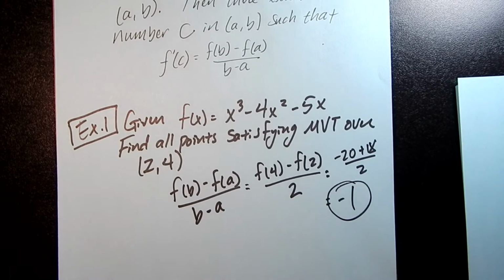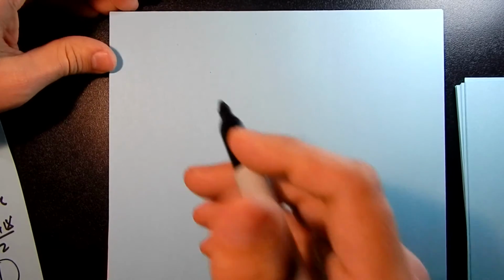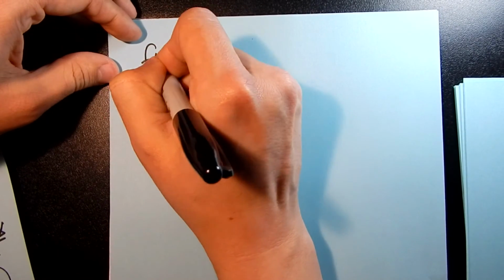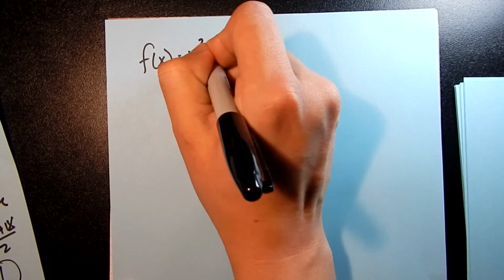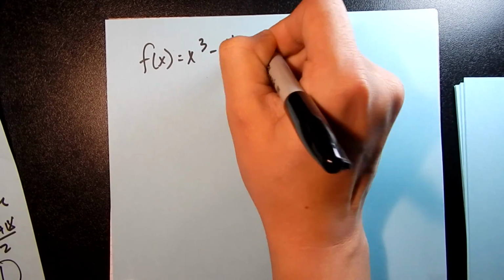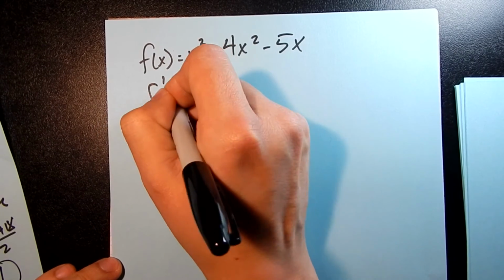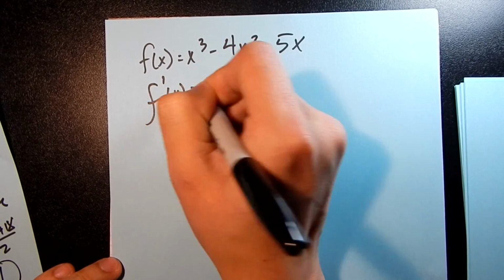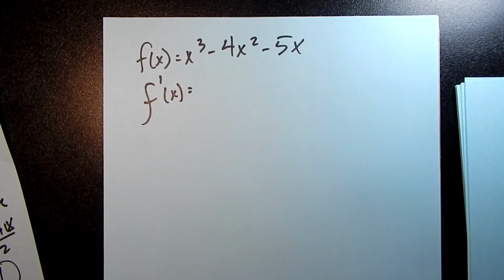So now we get to the fun stuff. That's the algebra part. Now we get to do some calculus here. So our function, f of x, is x cubed minus 4x squared minus 5x. What we want to do is find f prime of x. So we need to do some power rule stuff. This isn't too bad.